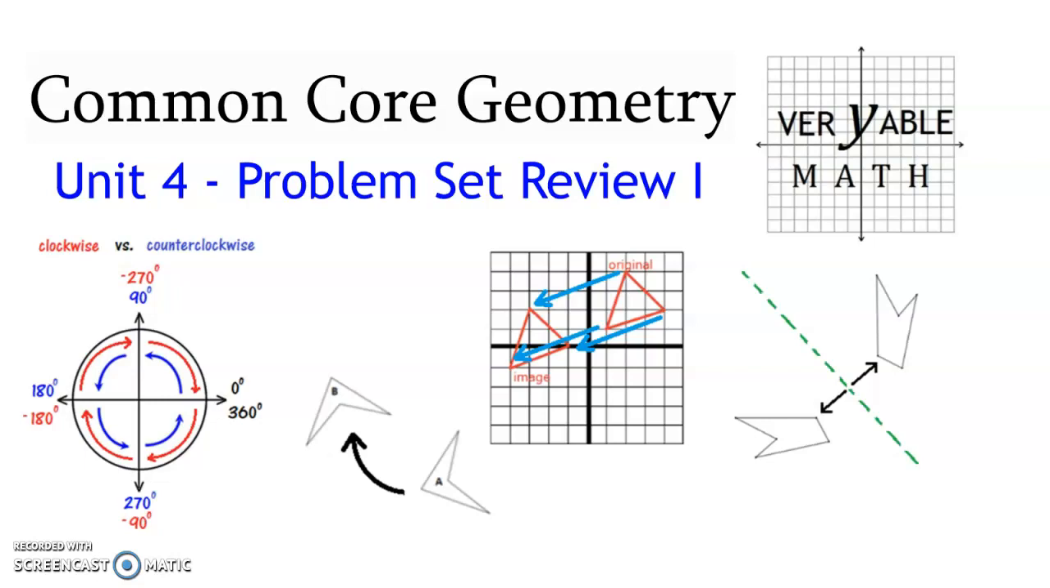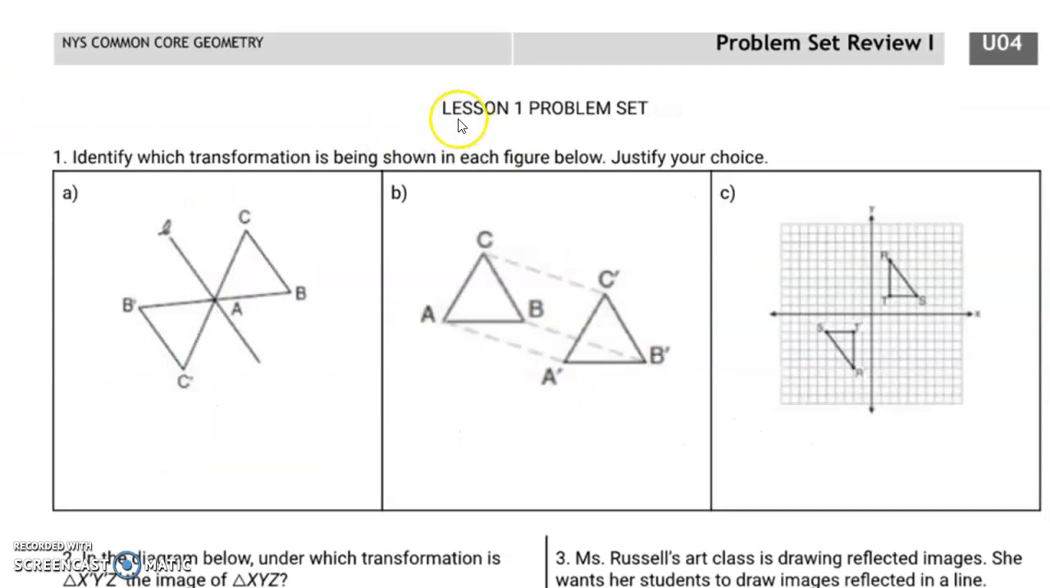Hello students, this video is designed to help you with the Unit 4 problem sets. We're going to do the first 4 problem sets in this unit. We're talking about rotations, reflections, and translations. These are all the rigid motions. If you haven't already done so, take a look at the Lesson 1 problem set, answer the questions, and come back to see if you get them right.